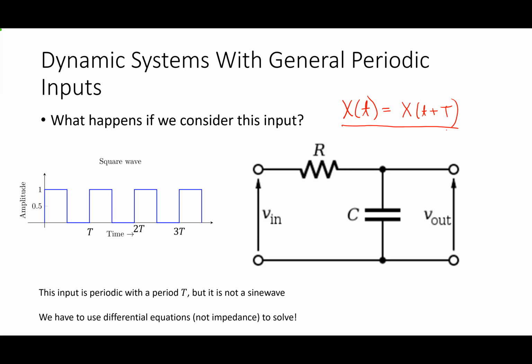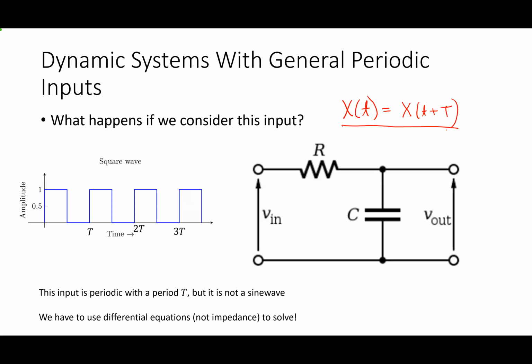If I go a period behind, the same thing must also be true, right? That's the definition of a periodic waveform. Now, that square wave, which is a pretty common waveform in circuits, particularly in digital circuits, we have that all the time. That particular waveform is an AC waveform. It is periodic. Impedance analysis does not work, right?